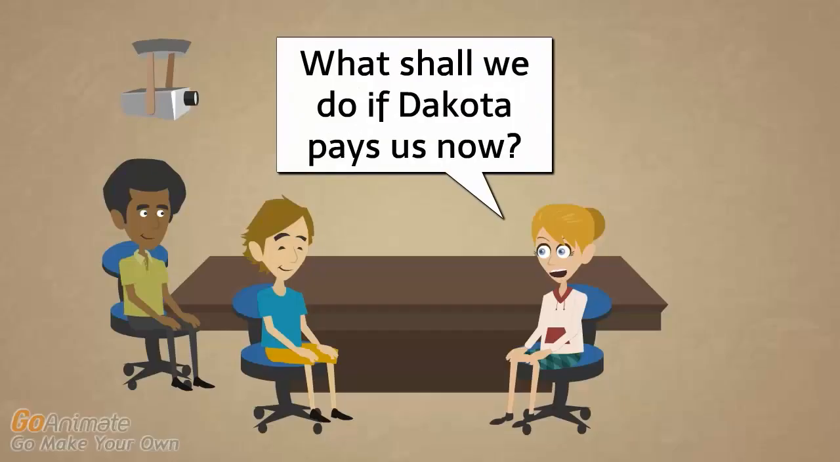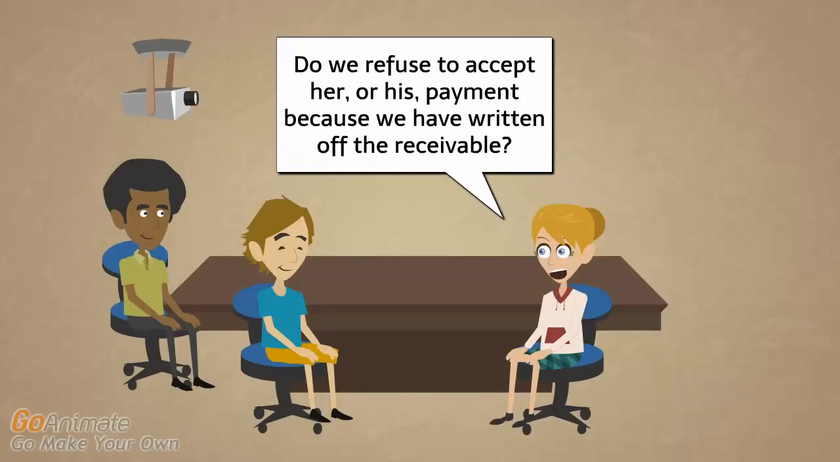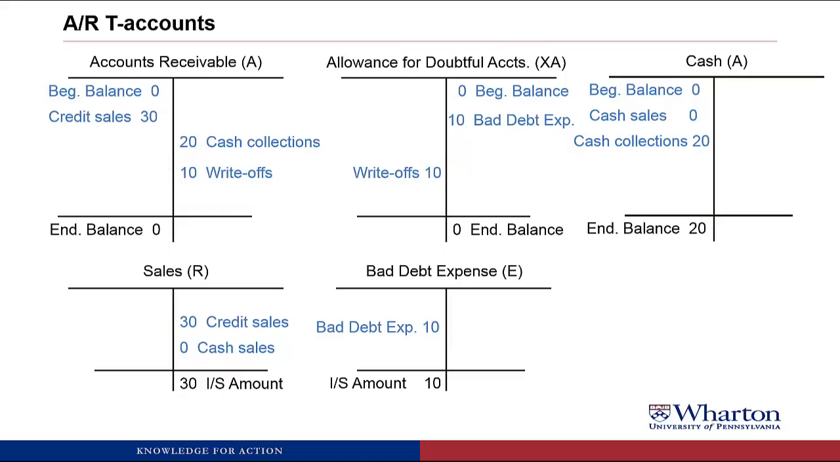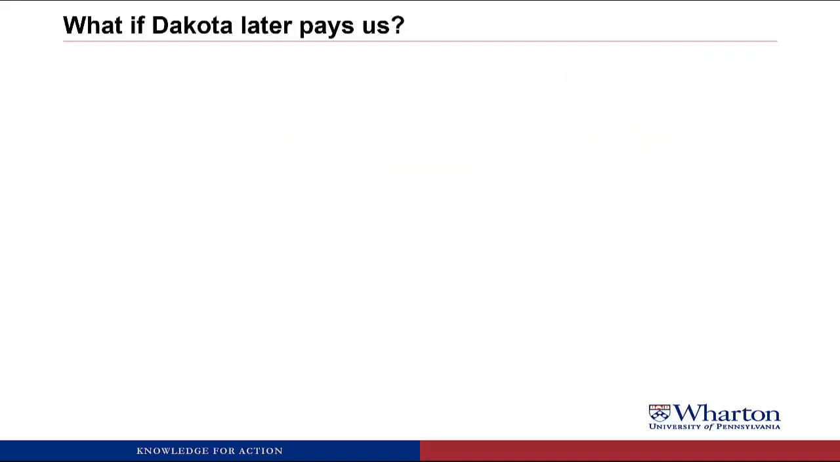What shall we do if Dakota pays us now? Do we refuse to accept her or his payment because we have written off the receivable? No, I would actually take the cash from Dakota if he or she is willing to pay us at this point. Even though it makes the accounting a little trickier, it's nice to have the cash. So let's take a look at what happens if Dakota later pays us.